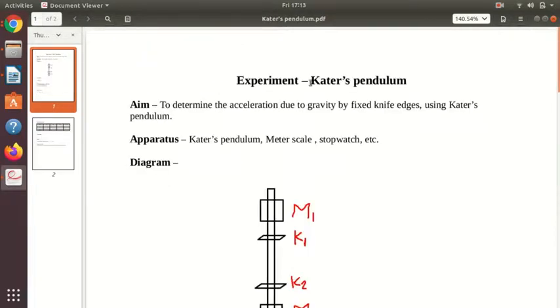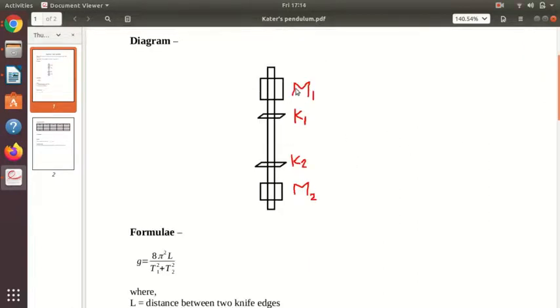Then you have to do another experiment, Kater's pendulum. I am providing you the link to do the simulation. We have to find the acceleration due to gravity using this Kater's pendulum. Here you can see there are two different masses, m1 and m2, and two knife edges k1 and k2. So what we are going to do is hang this pendulum first at k1 and then at k2. We will invert the pendulum so that m1 goes below and m2 goes up.